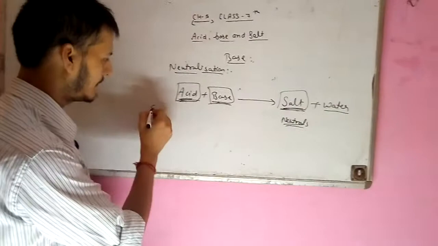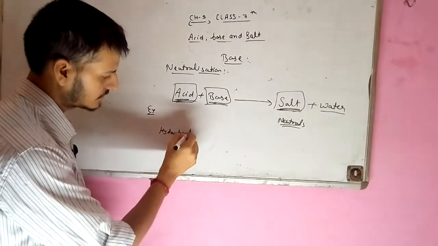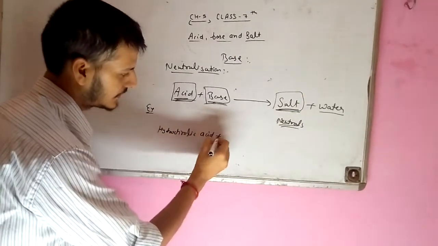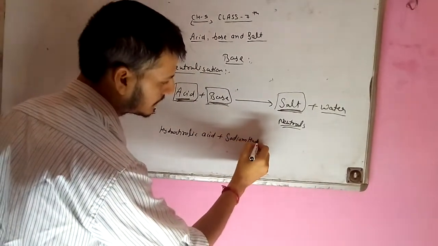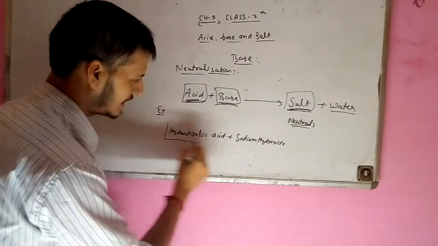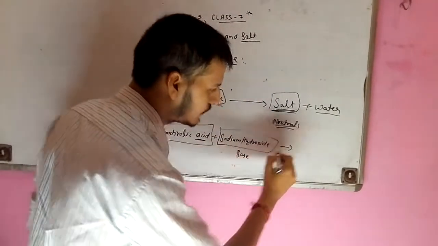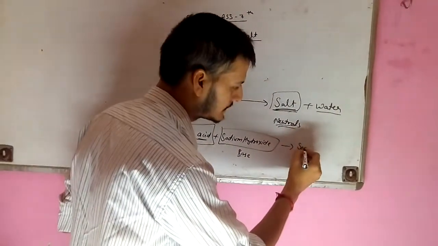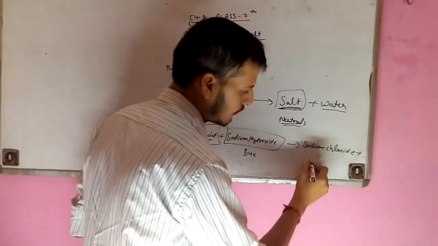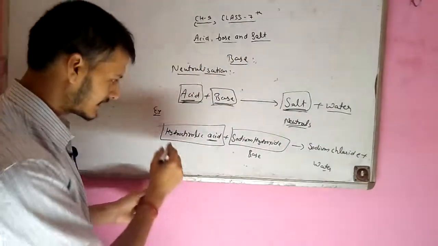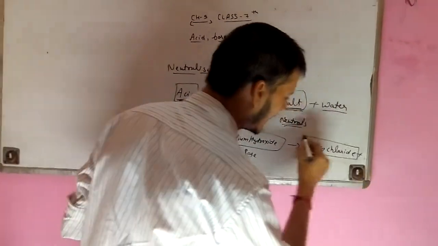Okay, so for example, if we take hydrochloric acid with sodium hydroxide base. Hydrochloric acid is the acid, sodium hydroxide is the base, so they will form sodium chloride plus water. So when we use this acid with this base, they form sodium chloride and water.